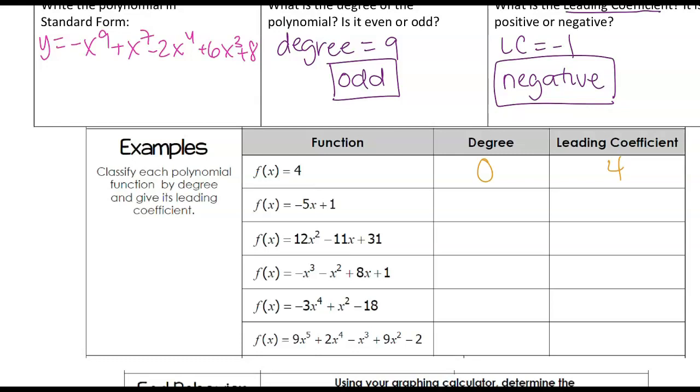For the next question, this 1 is not a leading coefficient. Obviously, you use the number that's in front of your variable. So can you give me the rest of the table? What's the next degree and leading coefficient? Keep going through the rest of them.